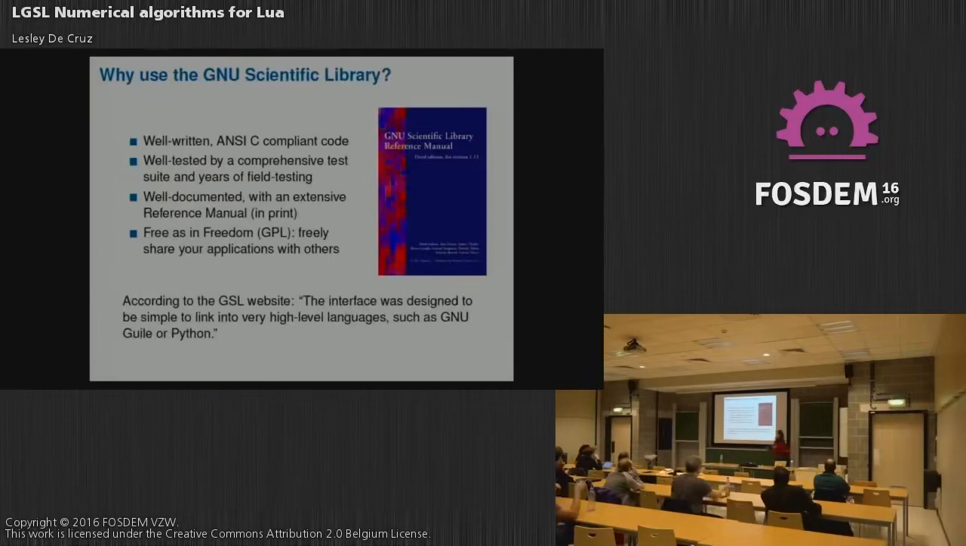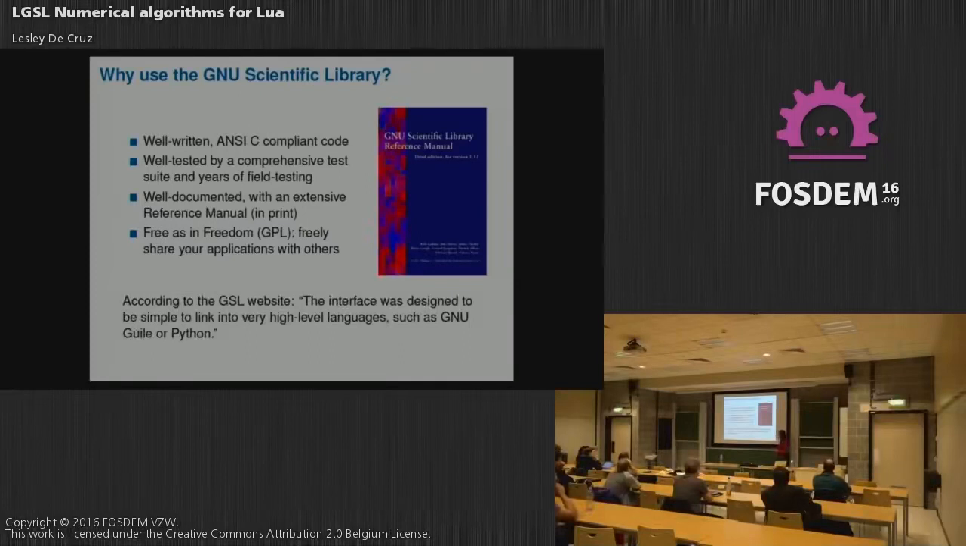Using these basic types, you can start writing nice wrappers around the GNU Scientific Library. But I should first stop for a while and explain why the GNU Scientific Library is an interesting library to use. First of all, it's very well written. It's quite, well, at the time, modern object-oriented C. It's ANSI-compliant C code. It's very well tested. It has a massive test suite. And it's also had years of field testing, which is very important if you want to really depend on these calculations. It has a very good reference manual in print, actually.